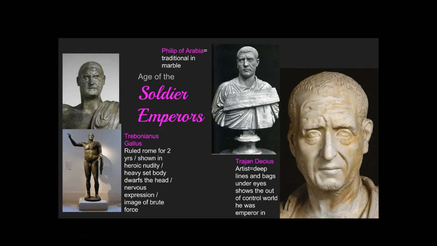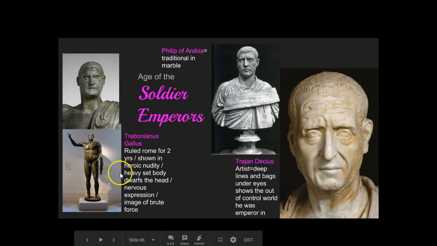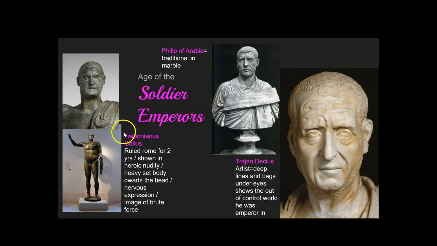So we've got the Severans. These were the soldier emperors. We've got this gentleman right here, right? So I'm not going to go through all the soldier emperors that happened, but it happened very quickly. And you can tell they began to really show personality. So you can tell what type of emperor each one of these people were.